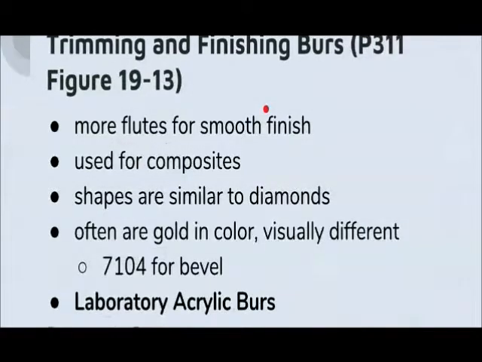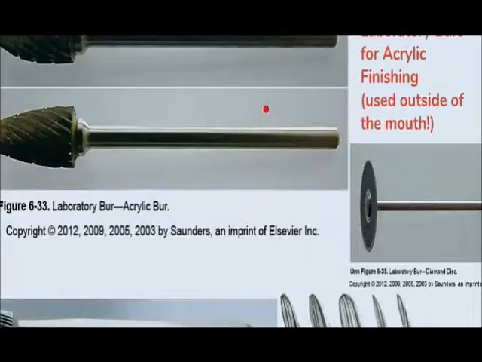And then we've got trimming and finishing burrs and lab burrs. And these are the 2. Lab burrs go in the straight nose, slow speed handpiece, and they're good for trimming acrylics. And the finishing burrs go in the mouth, and they're good for composites.